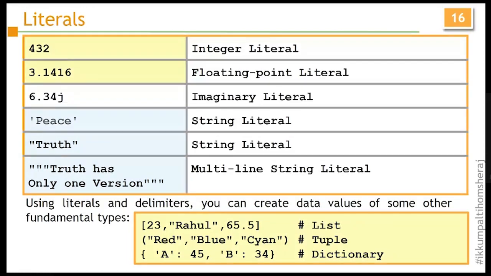Now, there are some values which are a mix of different literals and delimiters. For example, the content of a list is formed with the help of literals of different types in combination with some other delimiters. In case of a list, we have square braces. In case of a tuple, we have round braces. And in case of a dictionary, we have curly braces. So they form another data value, a single data value which contains a mix of different types of literals and delimiters.